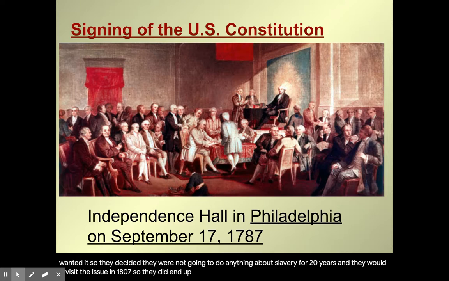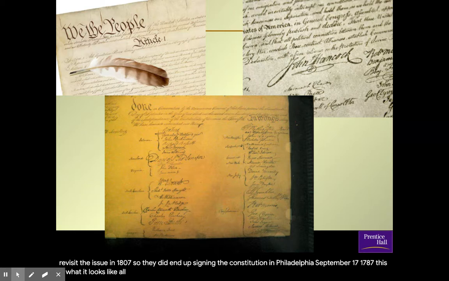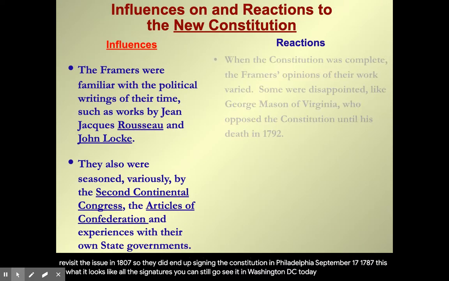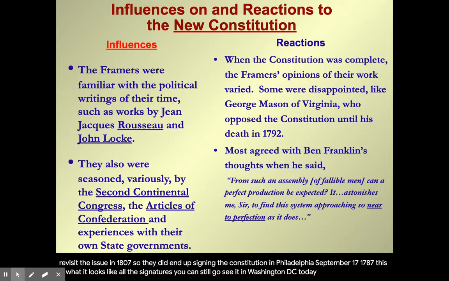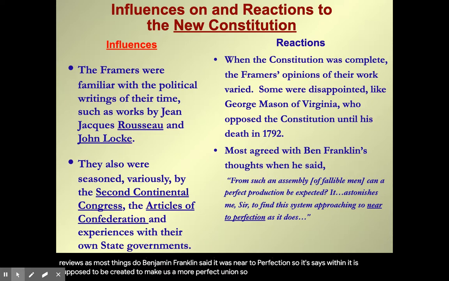So they did end up signing the Constitution in Philadelphia, September 17th, 1787. This is what it looks like, all the signatures. You can still go see it in Washington, D.C. today. And it had mixed reviews, as most things do. Benjamin Franklin said it was near to perfection. So it says within it, it is supposed to be created to make us a more perfect union. So it's never going to be perfect, but hopefully we're always improving as a nation.